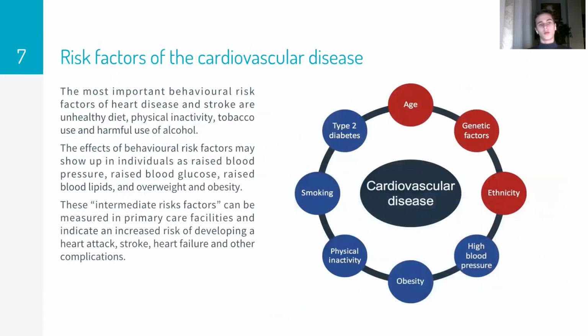So now I want to talk about risk factors of cardiovascular disease. The most important behavioral risk factors of heart disease and strokes are unhealthy diet, physical inactivity, tobacco use, and harmful use of alcohol. The effects of behavioral risk factors may show up in individuals as raised blood pressure, raised blood glucose, raised blood lipids, and overweight and obesity. These intermediate risk factors can be measured in primary care facilities and indicate an increased risk of developing a heart attack, stroke, heart failure, and other complications.